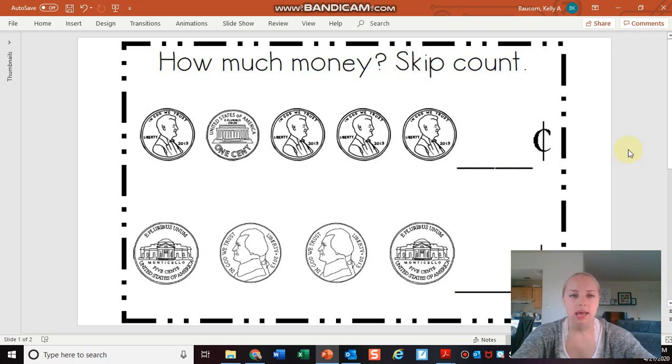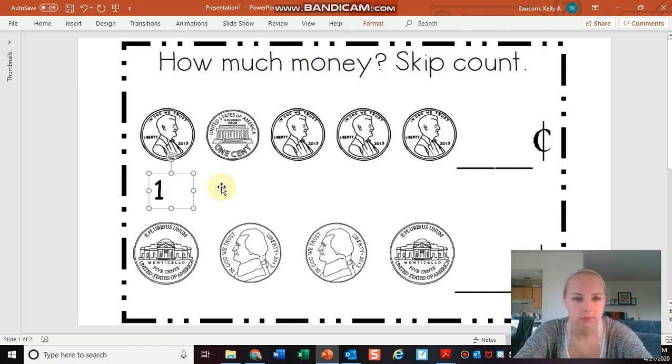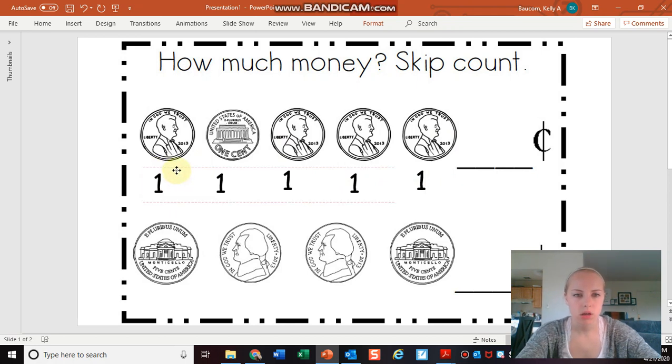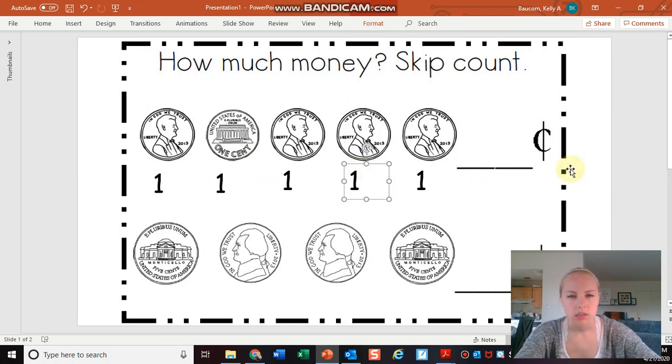So we're going to go ahead and count up all of the money. Now with pennies, let's talk about how much each of these is worth. A penny is worth 1 cent. So we need to fill in 1 for each of these because they're all worth 1 cent. This one's worth 1, and this one's worth 1, and this one, and this one, and this one. And now all we have to do is count them all up.